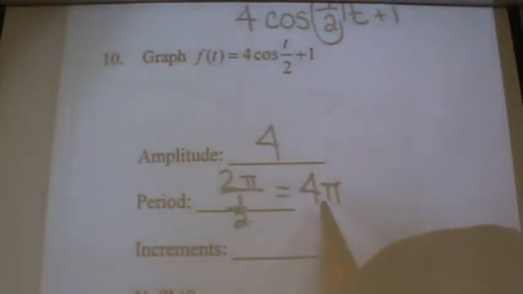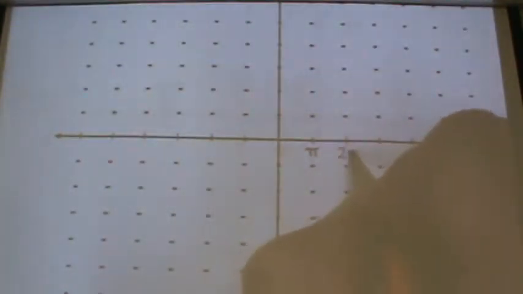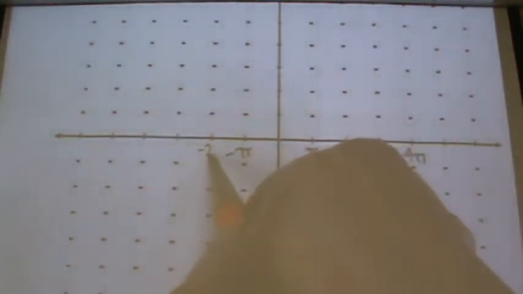So now you're going to take your period here and divide it into 4. So you're going to count by pi, and then this is up 1. So you're counting by pi units right here. So how are we going to label our axis here? This is going to be 1 pi, 2 pi, 3 pi, and 4 pi. And then negative pi, negative 2 pi, negative 3 pi, negative 4 pi.